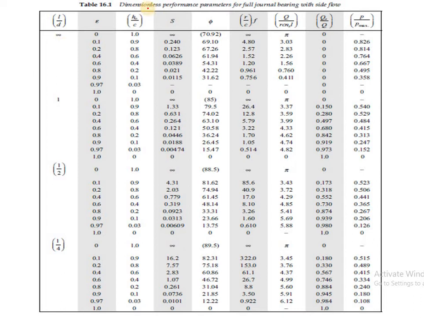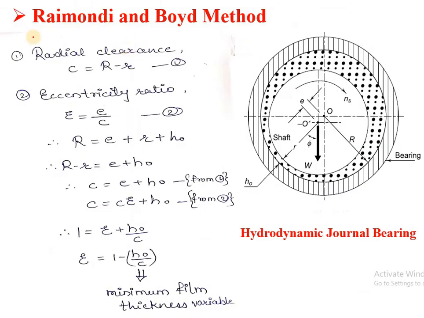This table shows you the dimensionless performance parameters for a full journal bearing with side flow. Here are the different parameters which are discussed under the method of Raimondi and Boyd. If you know these parameters, either one or two parameters, then you can easily find out the other parameters. So let's see how these parameters are obtained.